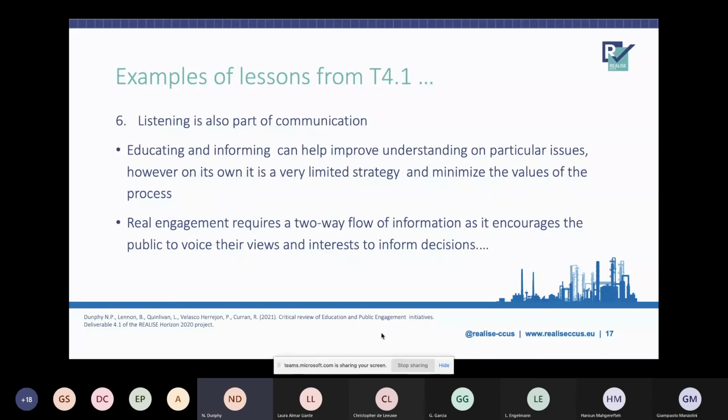Real engagement means that you have a two-way flow of information. It encourages the public to voice their views and interests to inform decisions. So again, very often in these type of engagements, we think it's all about educating and informing the public. But we too, as developers, can learn a lot from the public. Local knowledge is very important.